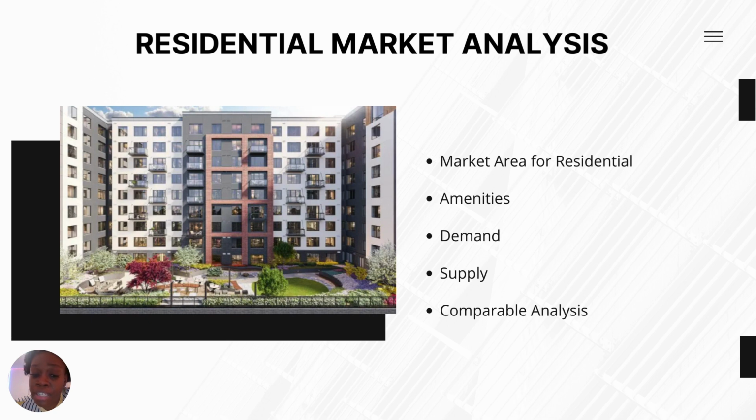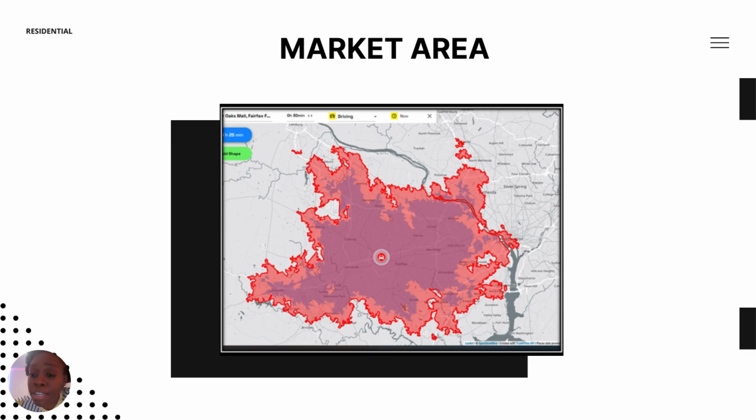I used amenities, demand, supply, and the comparable analysis. With the market area, it was the same trade area information that it was for office. So that was pretty easy.